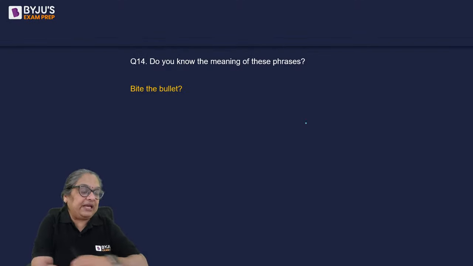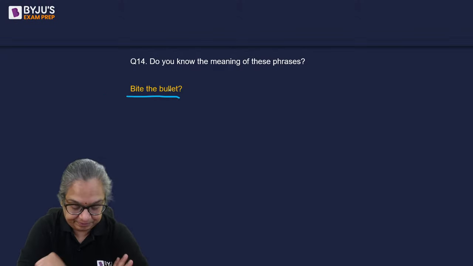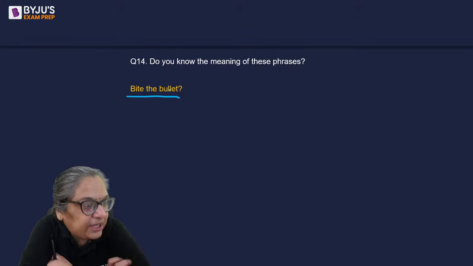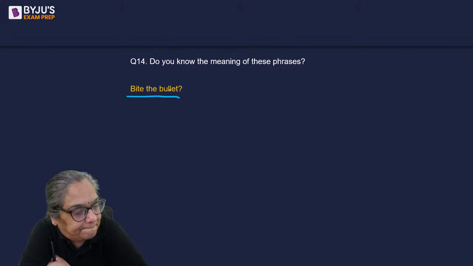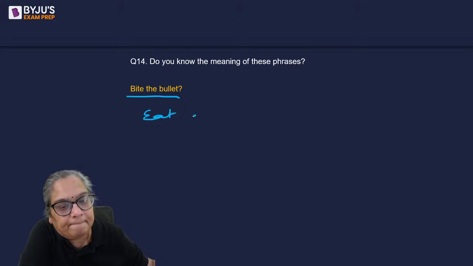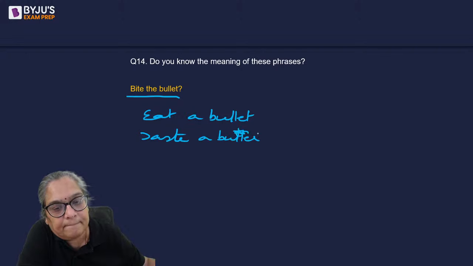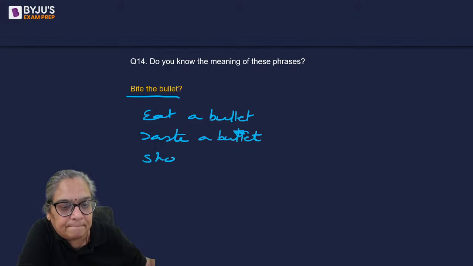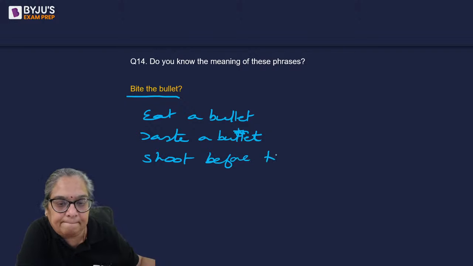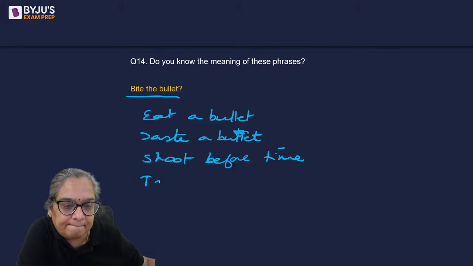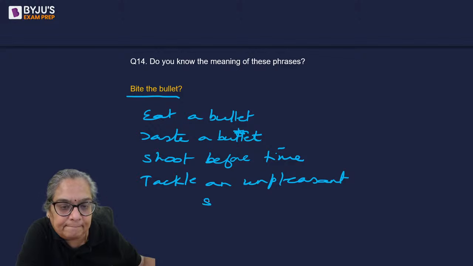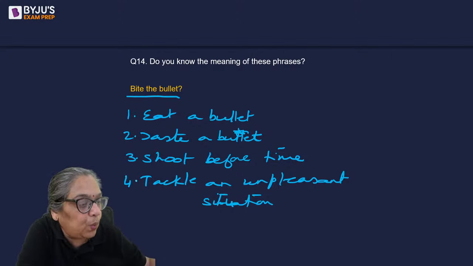What is the meaning of this phrase? Bite the bullet. I'll wait for your answer. What does the expression bite the bullet mean? It's a longish answer, type it. Doesn't matter, I'll wait for it. I haven't given options. What does bite the bullet mean?